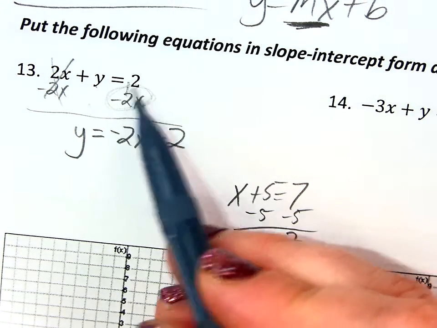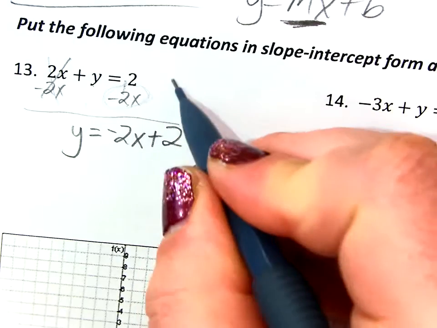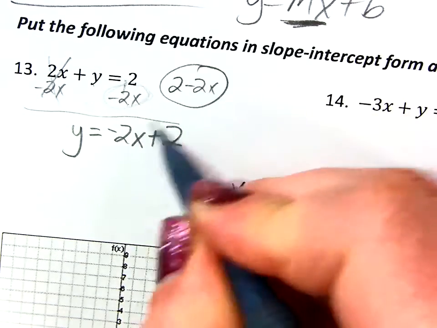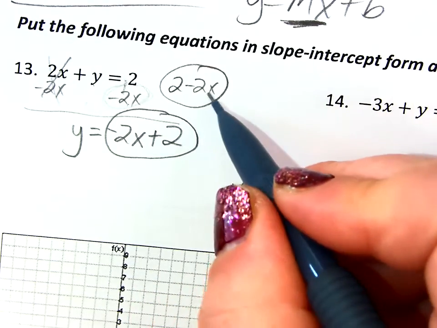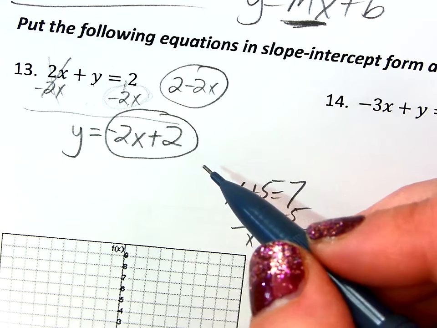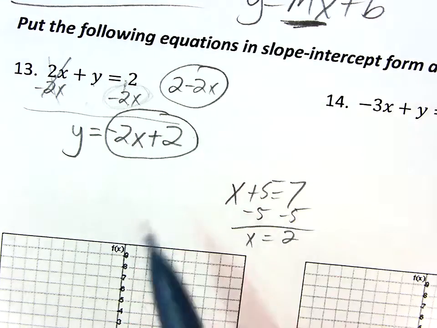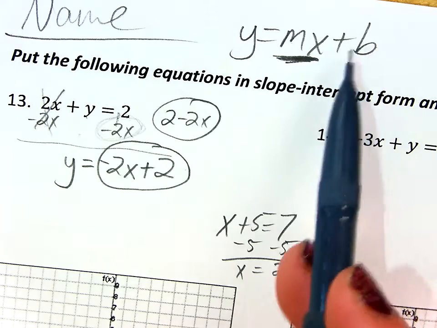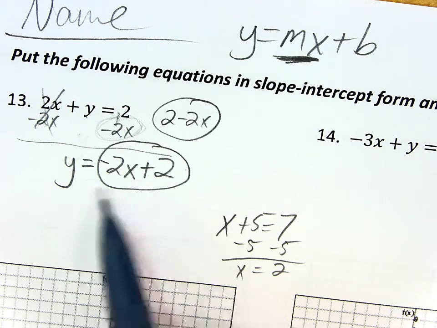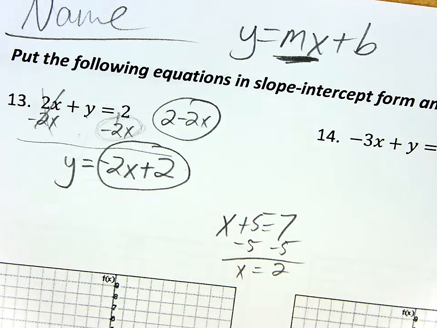So all I do is, instead of writing 2 minus 2x, which is the same thing as this, aren't these two the same thing? 2 minus 2x and negative 2x plus 2? They are the same, but I want to write it this way because I want it to match the y equals mx plus b. And now, guys, once you have it written like this, you know how to graph it.